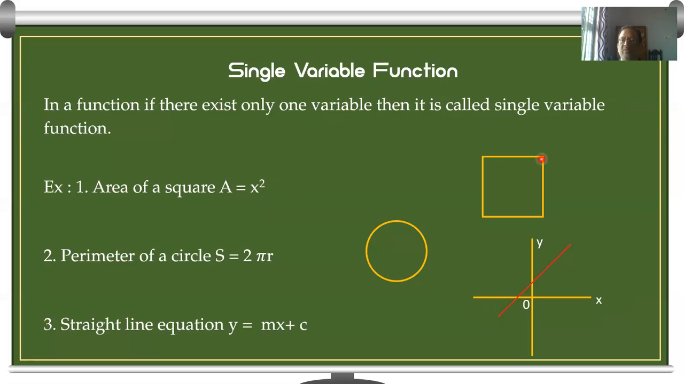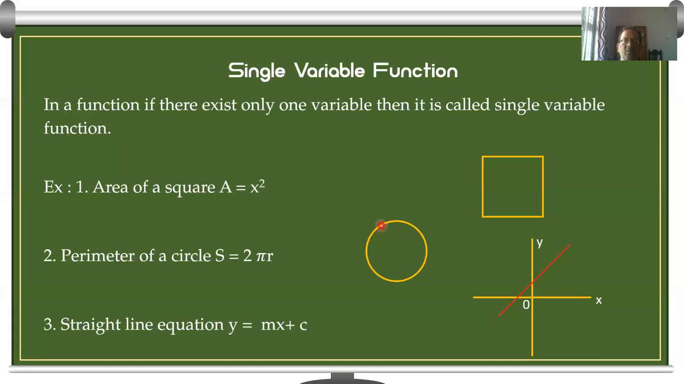Now for example, here we have a square, and each side length is x units. Therefore the area of the square becomes x squared. If you consider the area of a square as a function, then A equals x squared is a single variable function because we have only one variable, that is x. That's why it is an example for a single variable function.